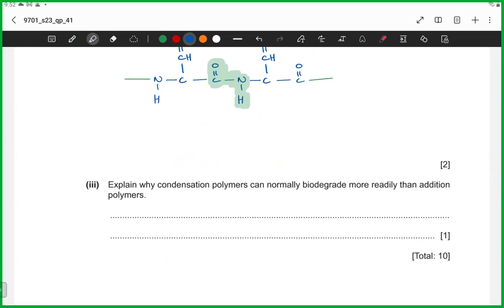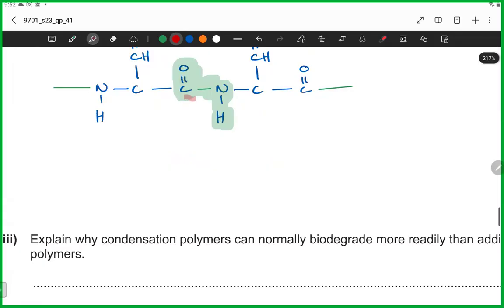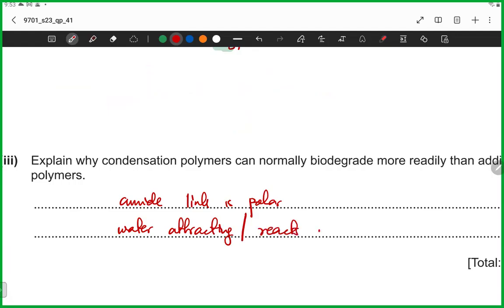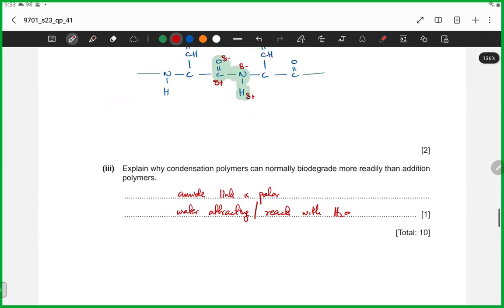Because they are polar. Okay, because they're polar. These are highly polar molecules. These bonds are highly polar and they're very water attracting, right? This is negative, this is positive. So the amide link is polar and water attracting. So hence it reacts with water, or it's very reactive. Okay, is this clear?